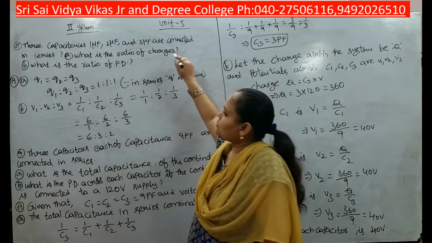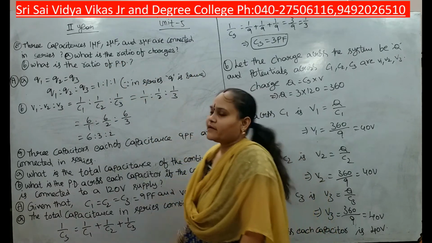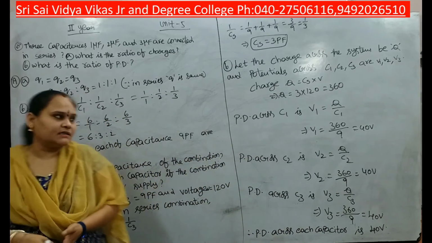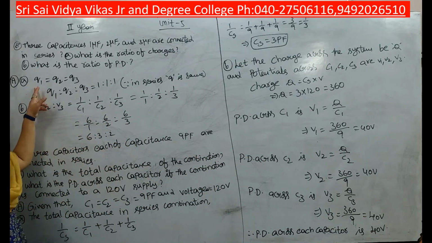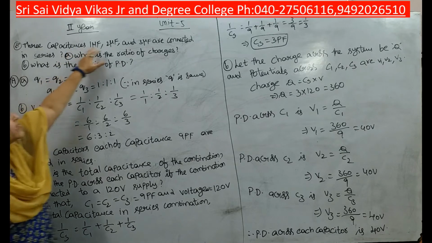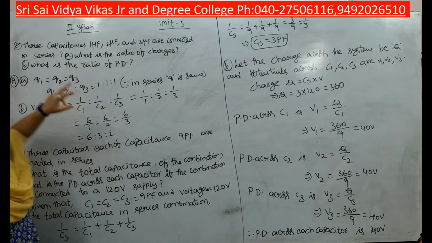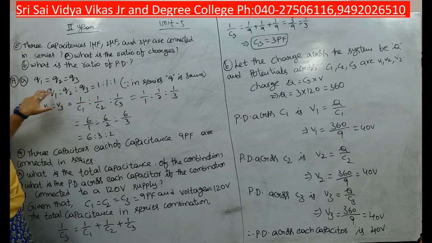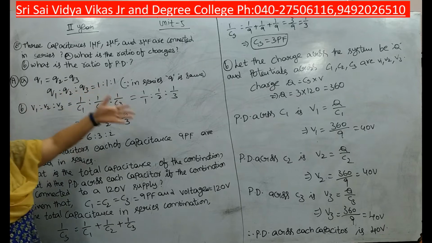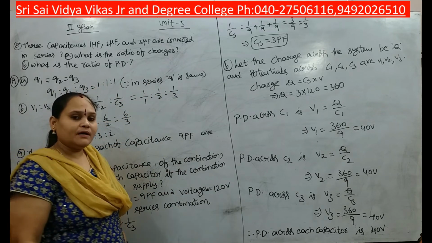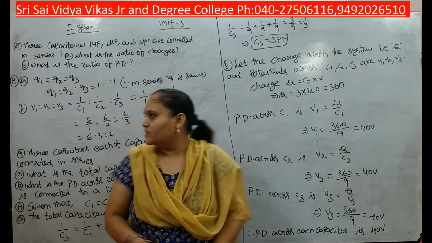What is the ratio of charges? What is the ratio of potential differences? So, the charge is the same in a series combination. That means Q1 equals Q2 equals Q3. We have three capacitances, so we have three charges, Q1, Q2 and Q3. So, Q1 is to Q2 is to Q3 will be equal to 1 is to 1 is to 1. Why? Because Q is the same in a series combination.